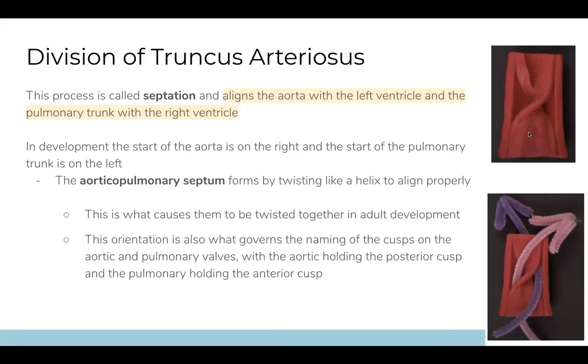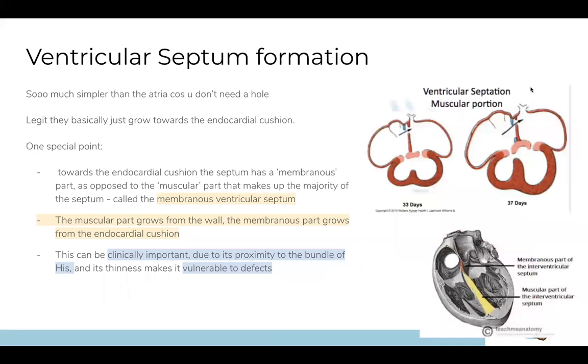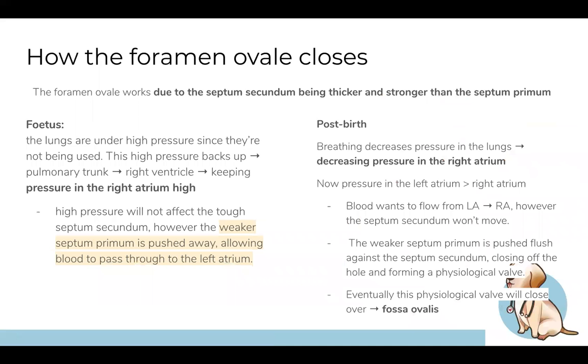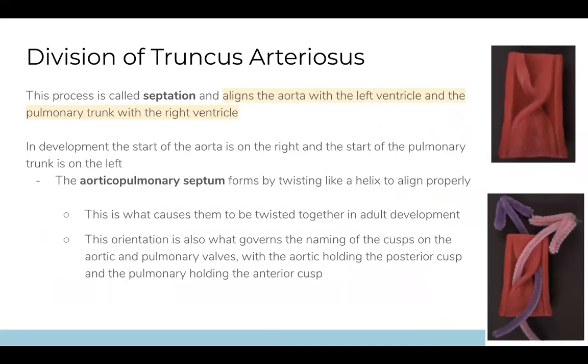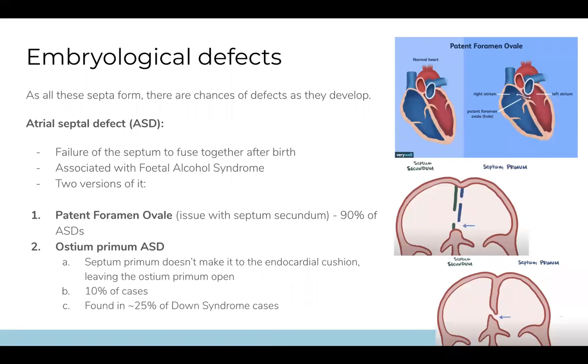This is just wall, twist, form. You don't really need to know that much. Ventricular septum is just wall, form. The atrial one is very complicated. Okay, so now we're going to talk about defects, if something goes wrong, right?